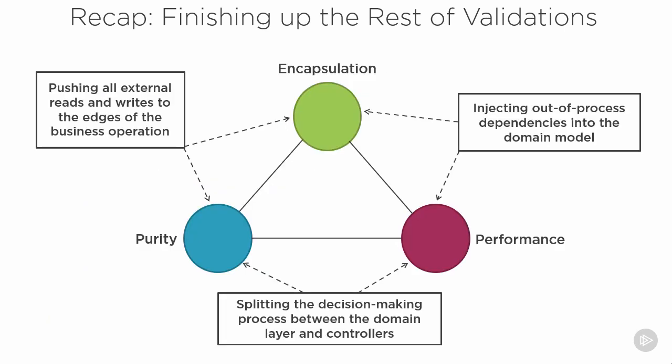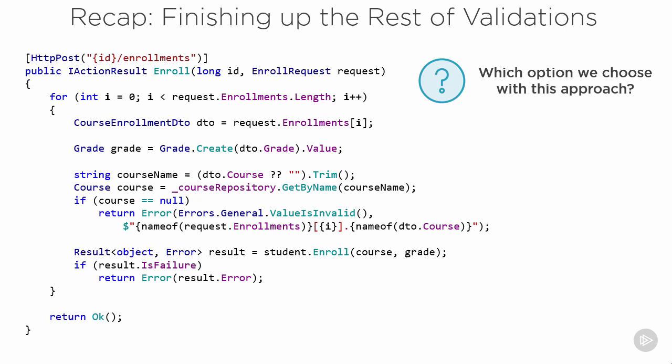Here's our diagram showing the DDD trilemma again. Can you say which option we chose with this approach? Feel free to pause the video, I'll wait a couple seconds. Ready? This is the same trade-off as we did with the email uniqueness check. We've delegated some of the invariants to the controller in order to preserve domain model purity and application performance.